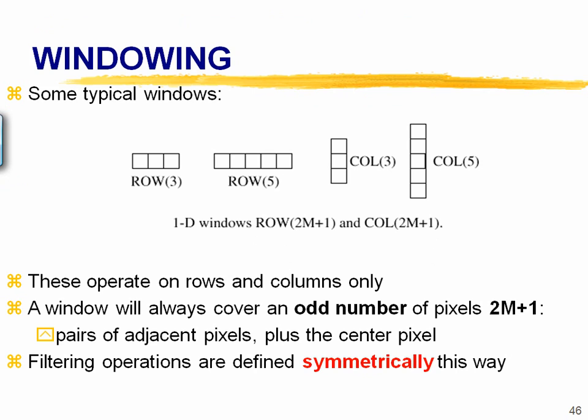Alright, so let's look at some of the basic windows. This would be a row 3 window, this would be a row 5, column 3, column 5. Generally we will define all windows based on the shape and essentially the number of elements that are present in each windowed shape. And you will always have a plus 1 because it's going to be odd valued. So we'll define it to be 2m plus 1. M is something that we will formally define in a second.